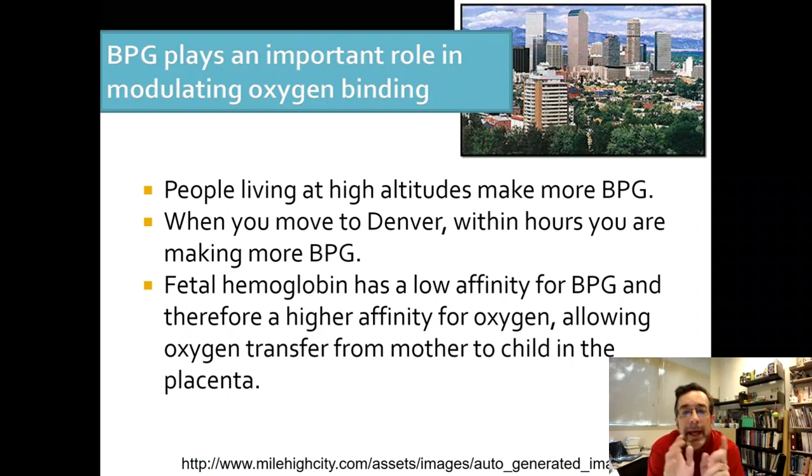Fetal hemoglobin has fewer positive residues in the middle of hemoglobin. Why would that be? If you think about it, the fetus and the mother are at the same BPG concentration, but the fetal hemoglobin will bind less BPG. That means it's going to be more in the R state and have a higher affinity for oxygen. The mother's hemoglobin has less affinity for oxygen than the fetus's hemoglobin.